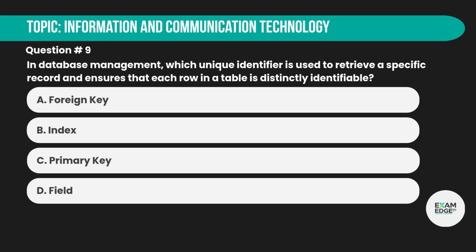Question number 9. In database management, which unique identifier is used to retrieve a specific record and ensures that each row in a table is distinctly identifiable? A. Foreign key. B. Index. C. Primary key. D. Field. Correct answer. C. Primary key.